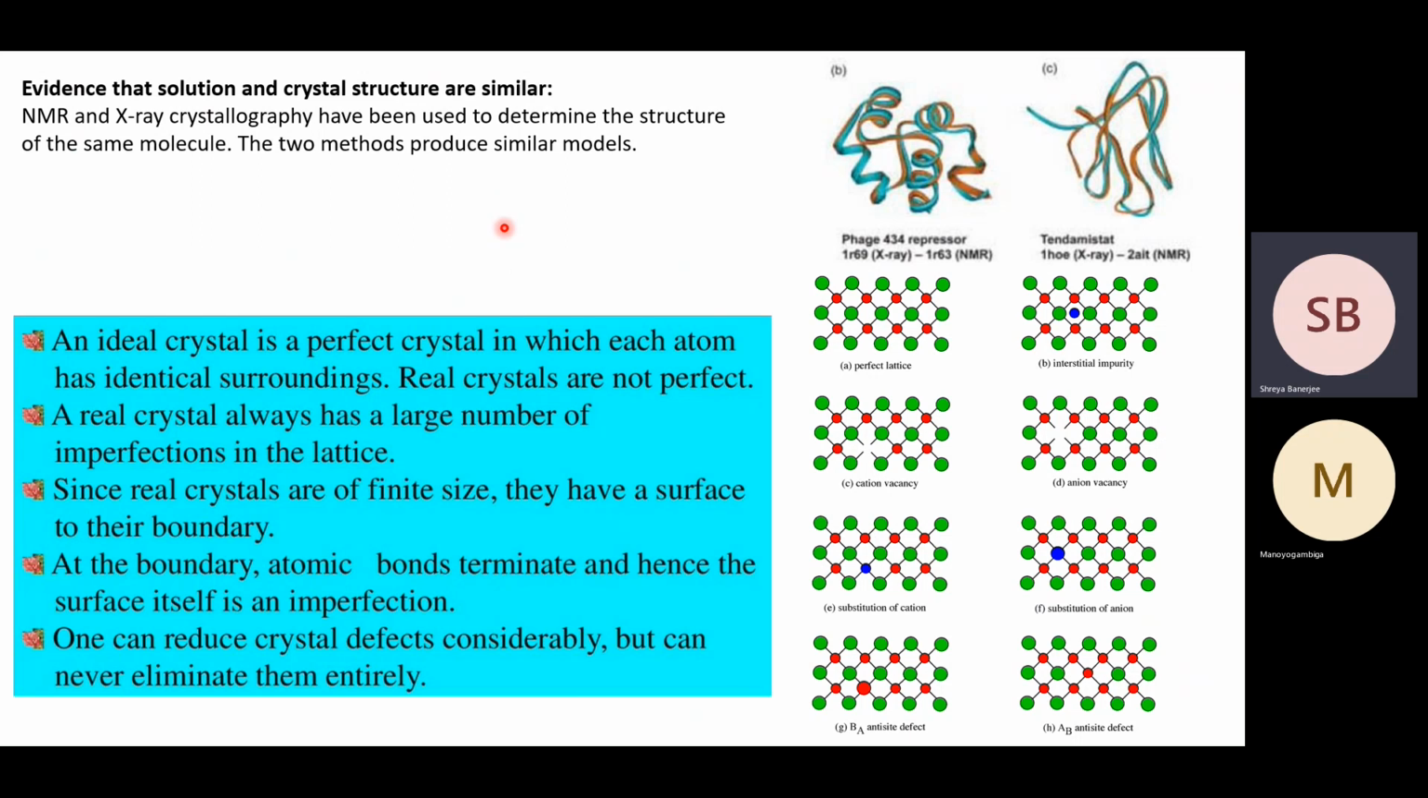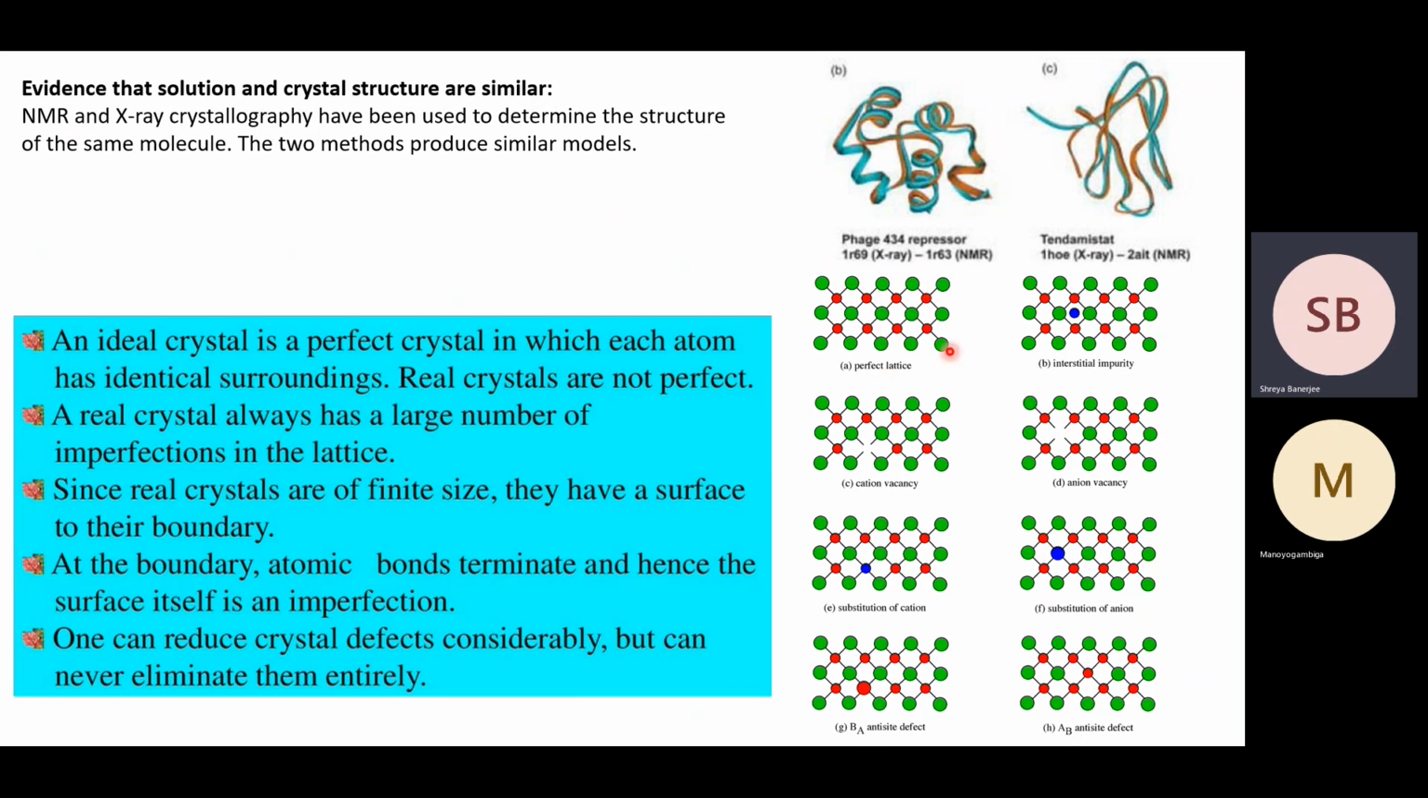Now, we need the crystal. As you saw in the last slide, we cannot directly use the protein molecule, but we need to crystallize the protein molecule. So in an ideal crystal, which is a perfect crystal, every atom has identical surroundings. However, real crystals are not perfect. So a real crystal always has a large number of imperfections in the lattice. So the imperfections can be of many types.